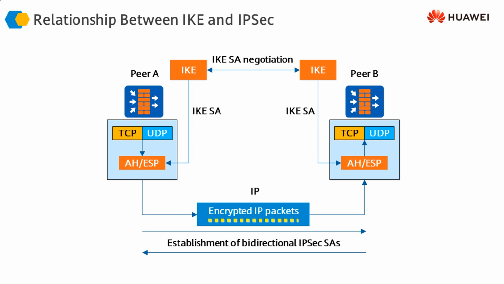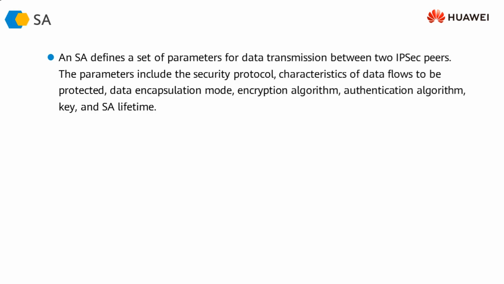Let's take a look at what a security association exactly is. We have been talking about security associations a lot, and this slide explains what one is. Basically, a security association is an understanding between the two peers, where they agree upon a set of parameters for data transmission between them.